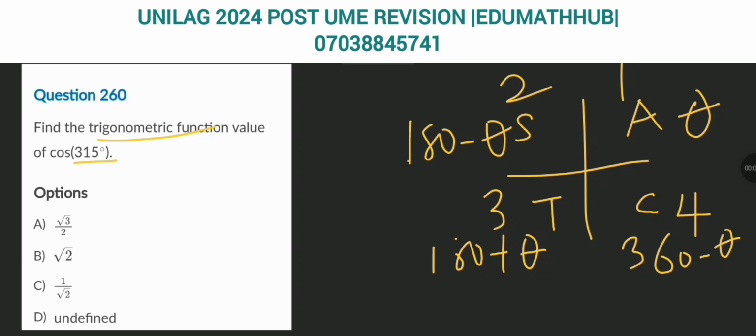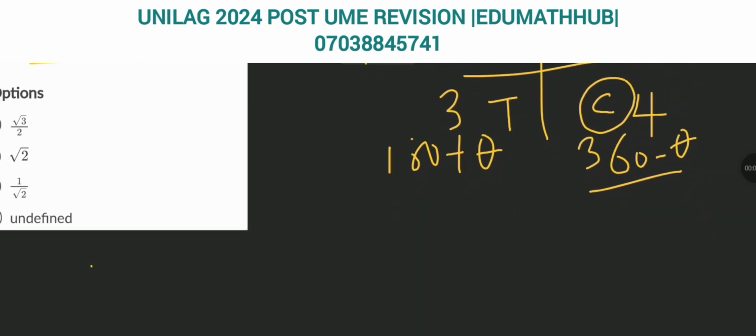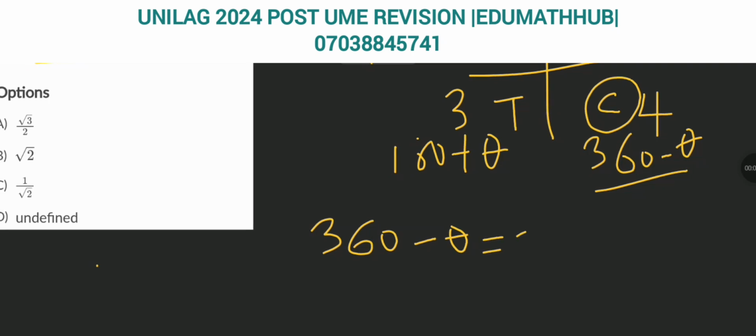Then if you check the value that you are given, you see that you have cos 315. 315 falls in the fourth quadrant because it is greater than 270 but less than 360. So all you have to do is look for the formula. The formula is 360 minus theta. So what will you subtract from 360 that will give you 315? It's very, very simple. So 360 minus theta will give you 315.